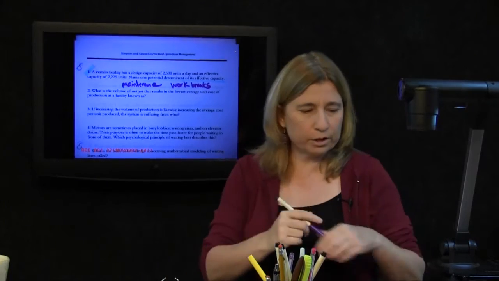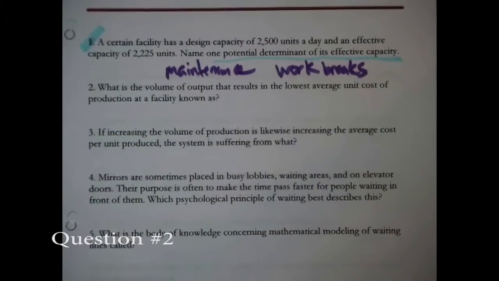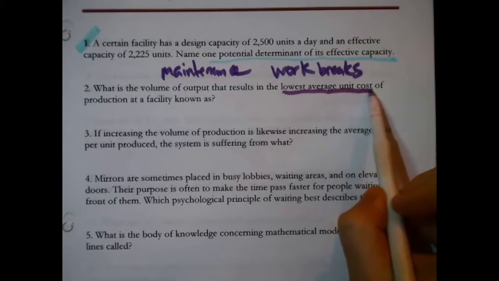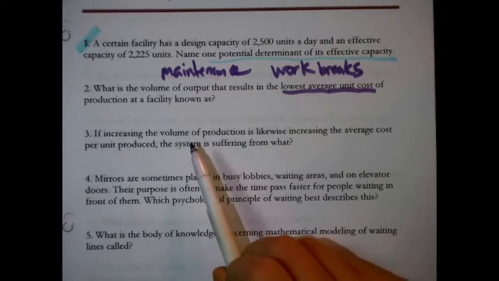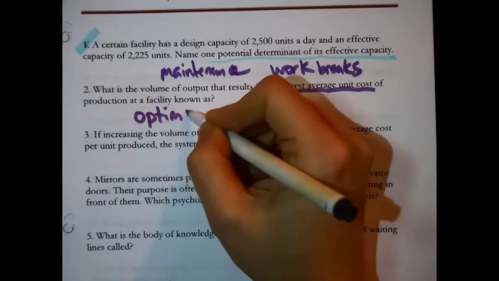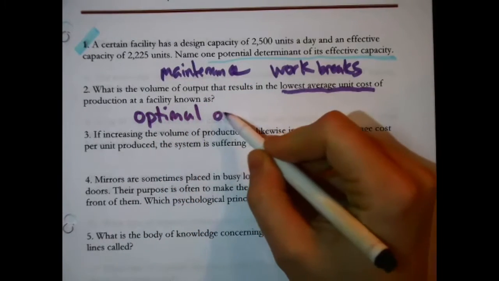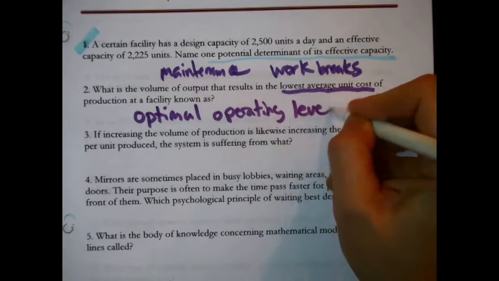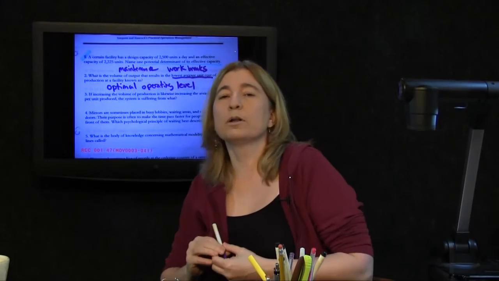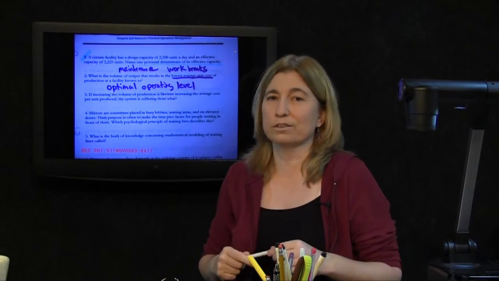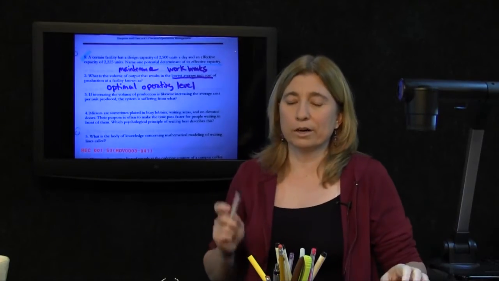All right, next question. What is the volume of output that results in the lowest average unit cost of a production facility known as? That is its optimal, meaning best, operating level. The ironic thing is that the optimal operating level for a facility is not necessarily the same thing as its effective capacity, but I digress. Let's look at the third one.